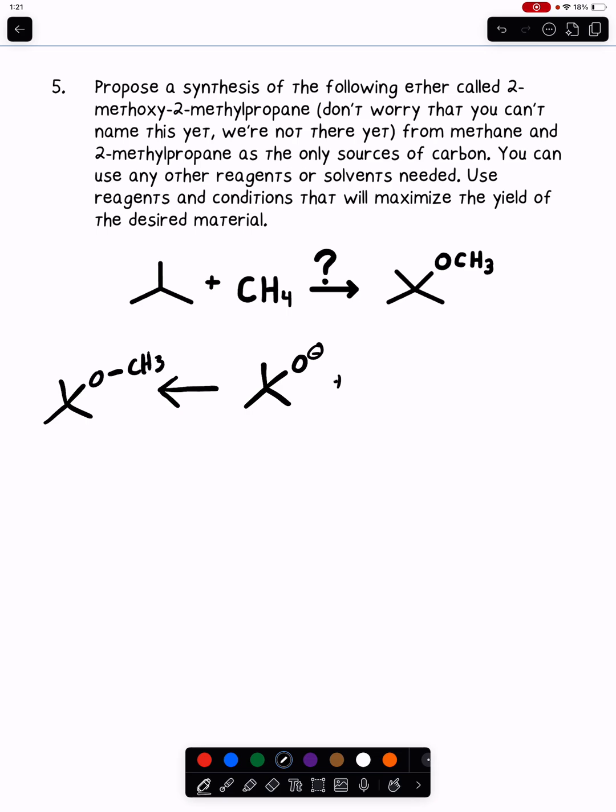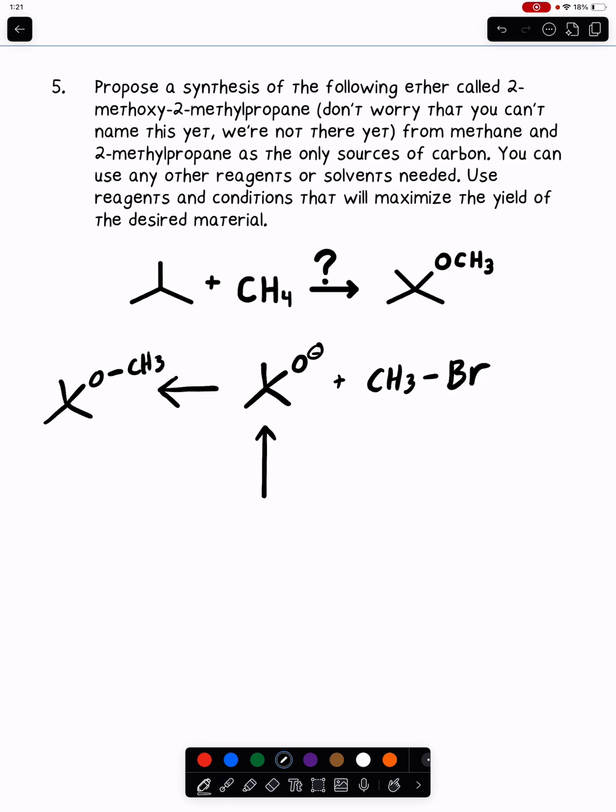And if it was going to attack, that carbon must have had a good leaving group on it. So I'm just randomly choosing bromine there, but you could have chosen iodine or chlorine. Iodine, probably not the good one to use because I haven't shown you how to put iodine on there from methane yet. Okay. All right, so we're going to have to explain how we made these things.